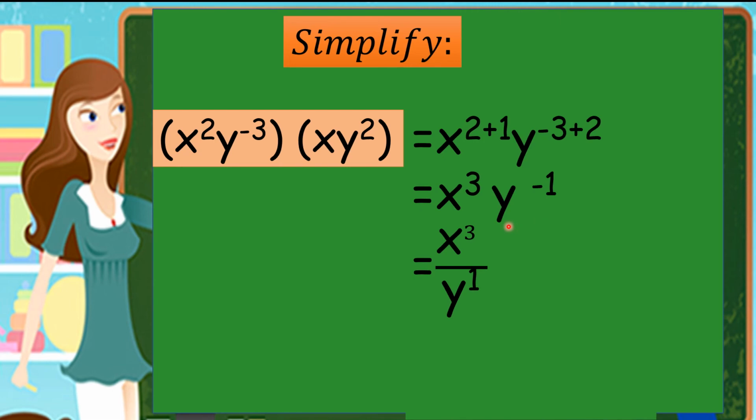Bakit natin ibinaba si y? Or bakit natin kinuha ang reciprocal ni y? Kasi hindi pa siya simplified form at dahil siya ay naka-negative exponent pa. So, para maging positive, ibababa natin siya sa denominator at ang ating final answer ay x cubed over y. Bakit natin tinanggal yung 1? Kasi sanay tayo na walang nakikitang 1 sa exponent at understood na may 1 sa exponent.